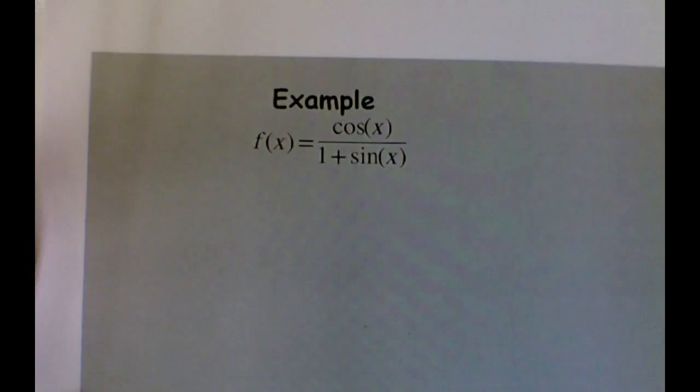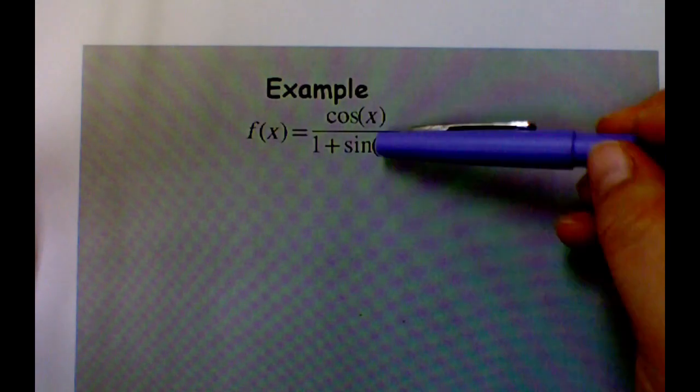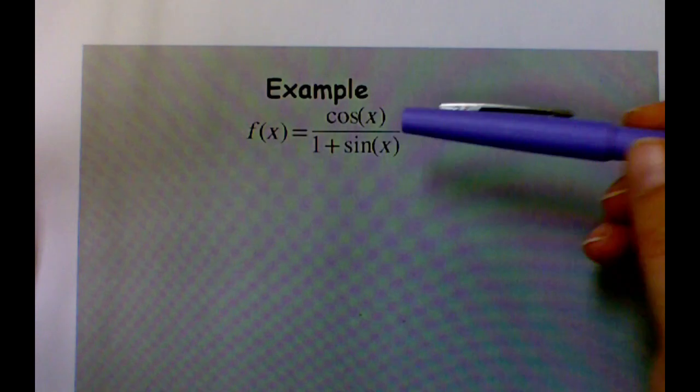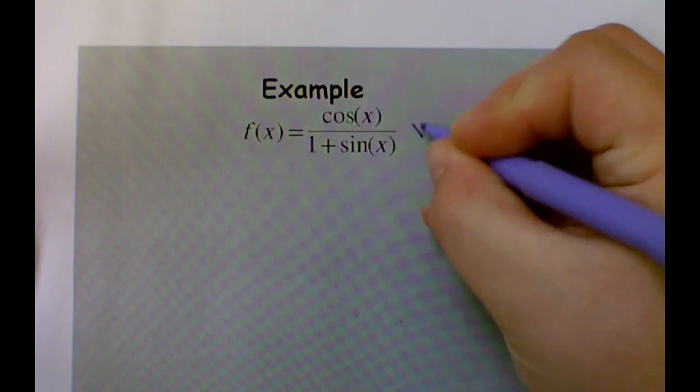And one final example here, a trig function. So we're going to start off with our domain. What would make the denominator 0? Well, the denominator would be 0 if sine of x is -1, which is at 3 pi over 2. So our domain is everything but 3 pi over 2.